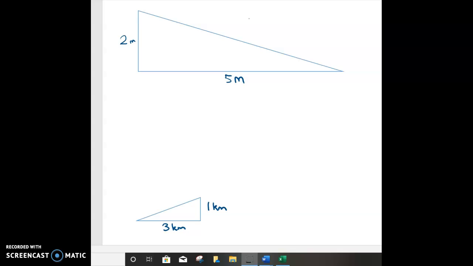Okay, here are the two examples that I want you to try on your own. Draw those sketches in your book, then have a go. Remember, formula first, then substitute. You won't always get a whole number when you're working these out. You might get a decimal number. That's okay. Do your best and bring that work with you tomorrow.